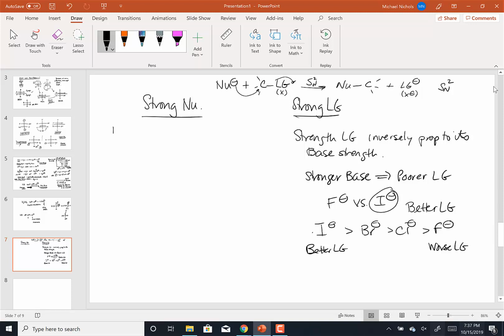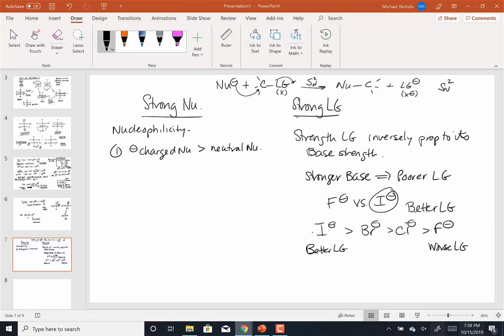So in nucleophilicity, there are a series of rules that we want to follow. Number one, in the nucleophilicity world, a negatively charged nucleophile is stronger than a neutral nucleophile. Now this begs the question, what is a nucleophile? A nucleophile is something that is electron rich. It's something that has lone pairs to donate.